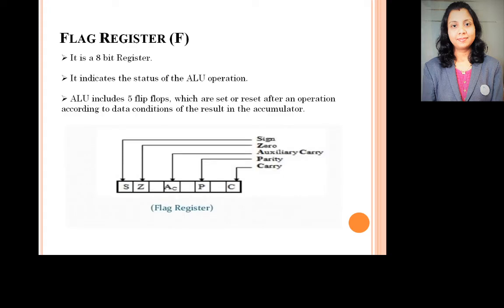Flag registers, denoted by F, it is also an 8-bit register. It indicates the status of the ALU operation. ALU includes 5 flip-flops which are set or reset after an operation according to the data conditions of the result in the accumulator. The flag registers, the 5 flip-flops, are arranged in the diagram. You can see first is sign flag, then zero flag, then AC, that is auxiliary carry flag, next is parity, and the last one is carry flag.